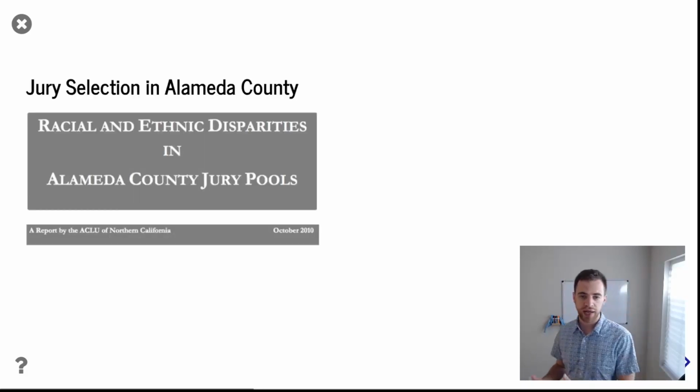So now we're going to look at another jury selection problem. We saw the Swain case in Alabama in 1965. Now we're going to take a look at Alameda County in California, up where Oakland is, in 2010. And the question will be the same. Are there racial biases in the selection of juries in Alameda County in the year 2010?